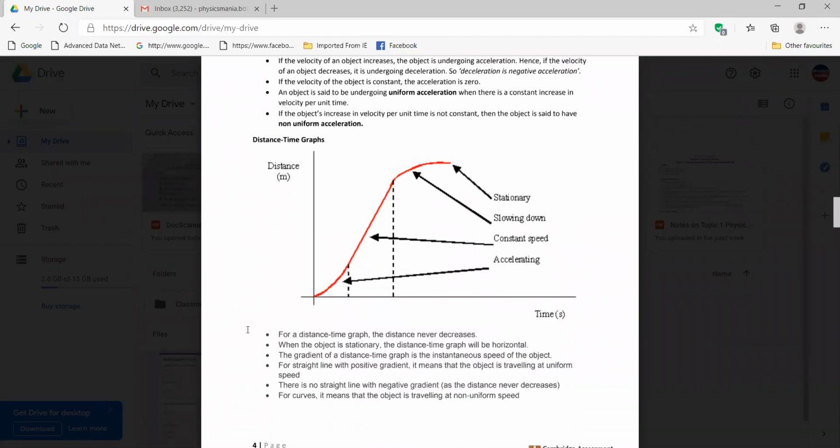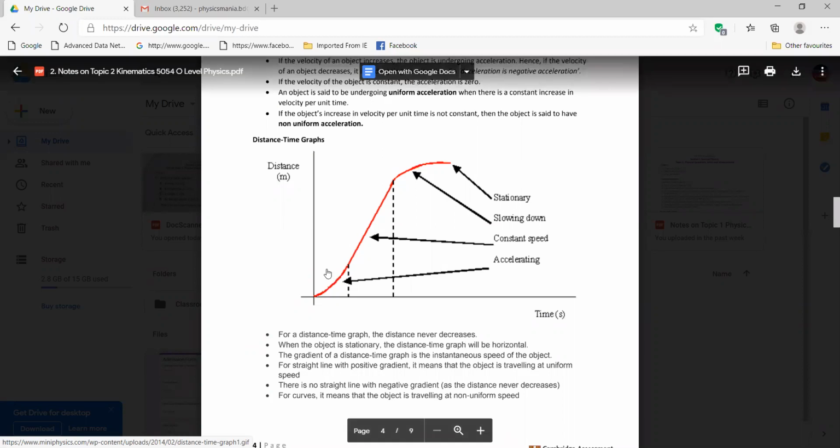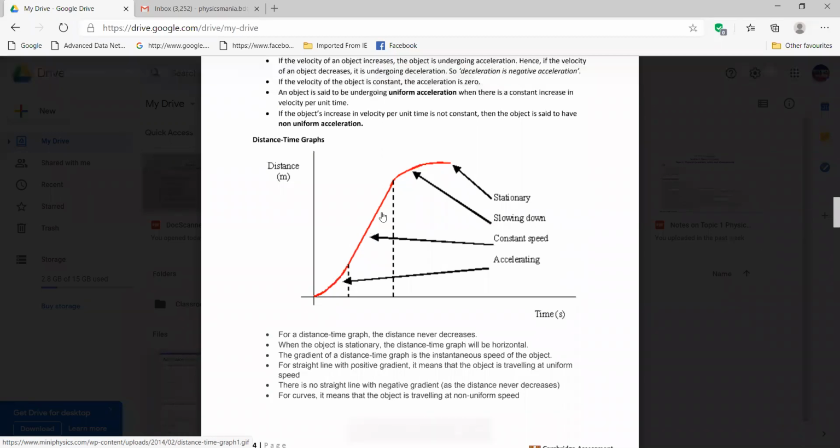And distance time graphs, we have all the things together here in distance time graphs. You see here we are showing acceleration, right? Then we have constant speed. Then we have slowing down, deceleration. Then here is stationary. That means the object stopped. Right here, that means the time is going, but the distance remains the same. Object is stopped.